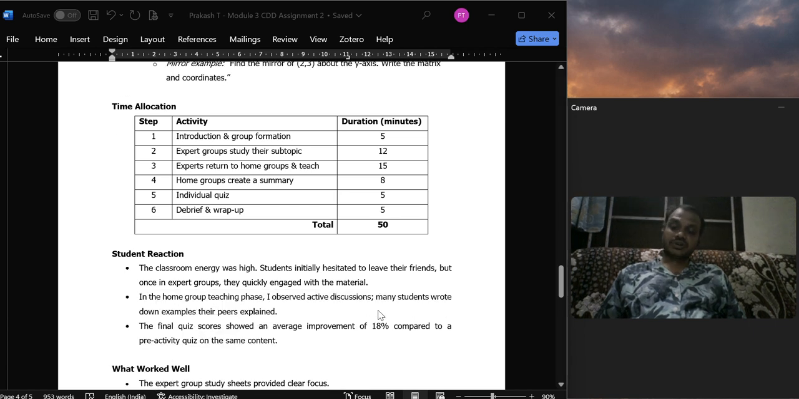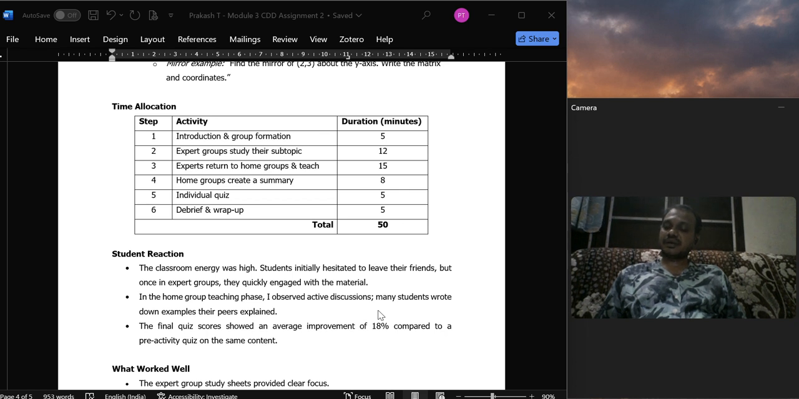What was my students' reaction? This is a very important aspect. The classroom energy was high. Students initially hesitated to leave their friends, but once in the expert group, they quickly engaged with the material. In the home group teaching phase, I observed active discussions. Many students wrote down examples their peer explained. The final scores showed some improvements. I took pre and post assessments, and based on the assessment, I found that 80% of students improved.